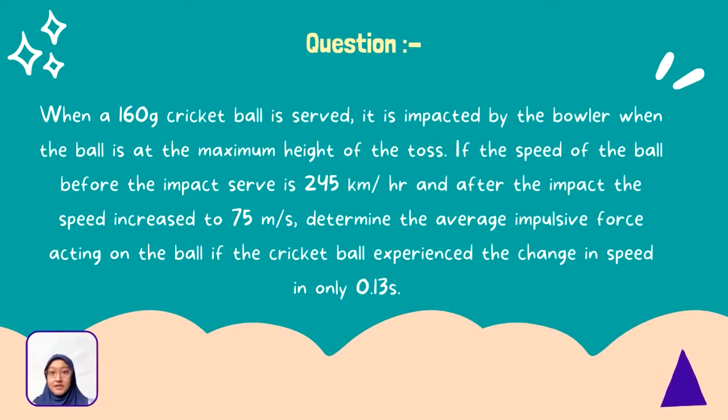Hi, my name is Afifa and I'll be continuing with the second case study. The question is, when a 190-gram cricket ball is served, it is impacted by the bowler when the ball is at the maximum height of the toss. If the speed of the ball before the impact is 245 km per hour and after the impact the speed increased to 75 meters per second, determine the average impulsive force acting on the ball if the cricket ball experiences the change in speed in only 0.13 seconds.